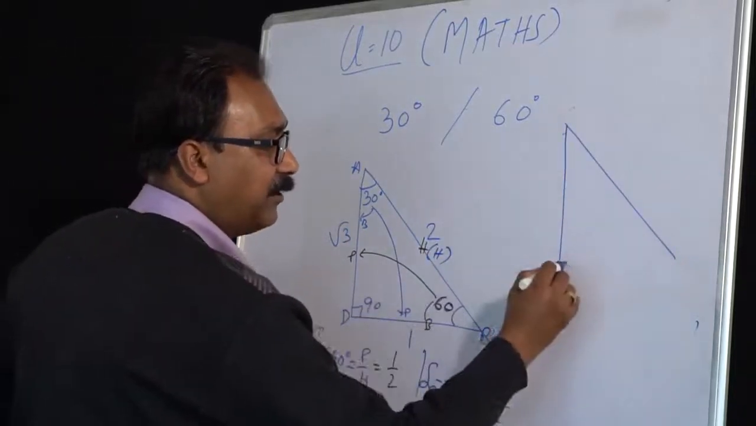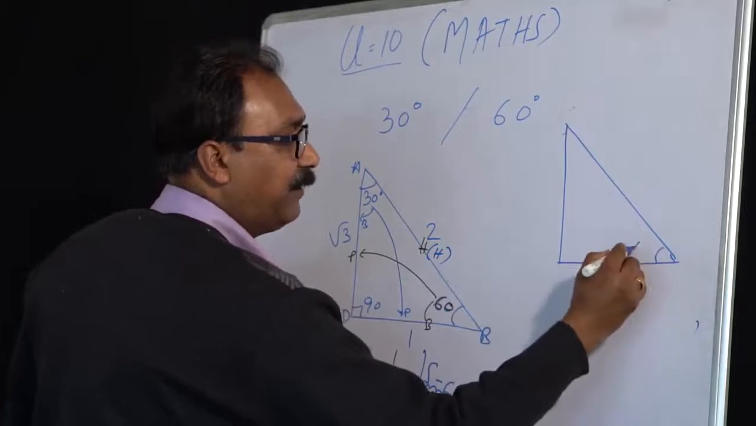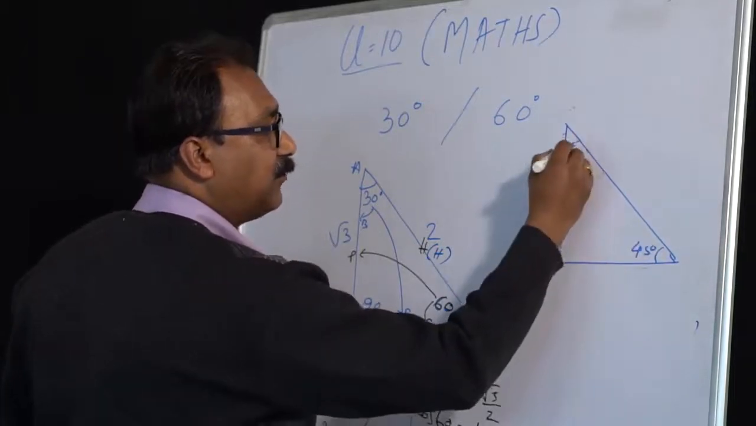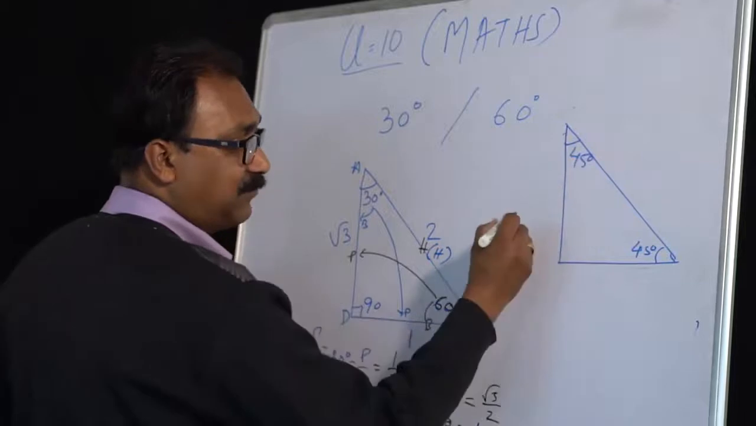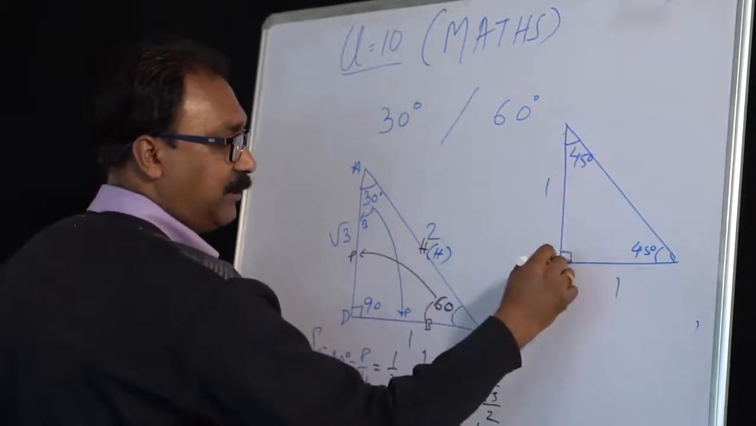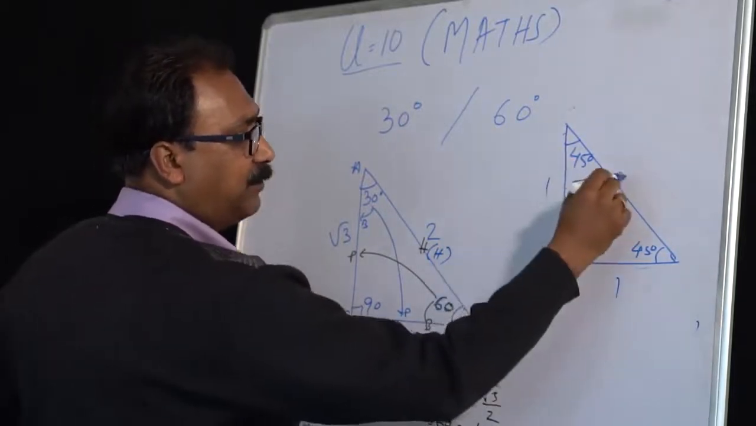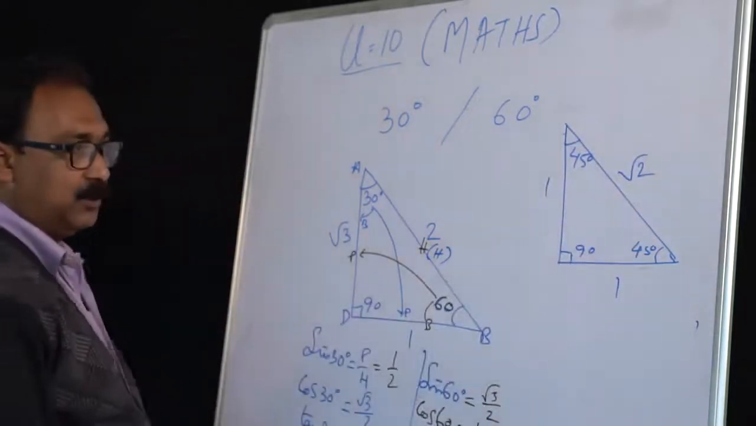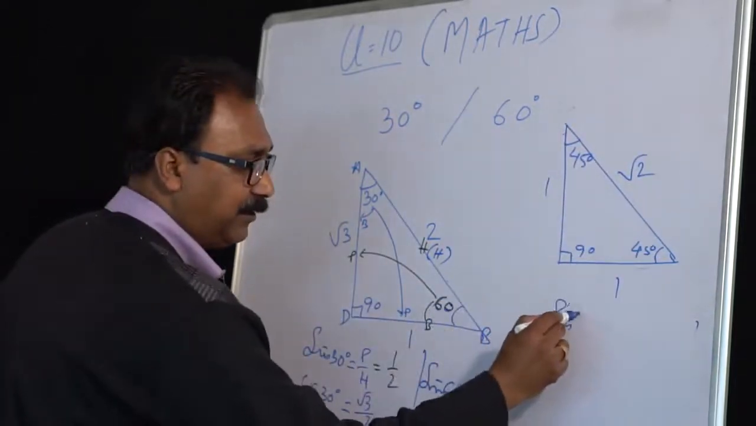So now look at here, 45 degree here. This is also 45 degree. We call it an isosceles right triangle. So 1, 1 we consider, this is 90, and by the Pythagoras theorem we can get root 2. So what will be sine 45 degree?